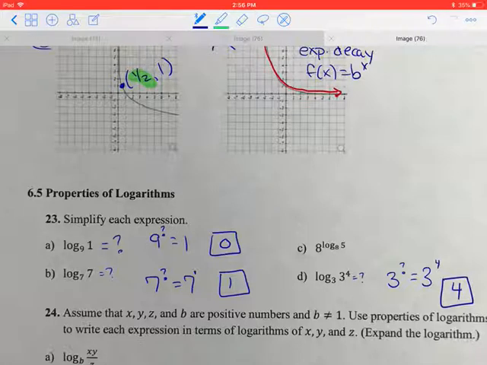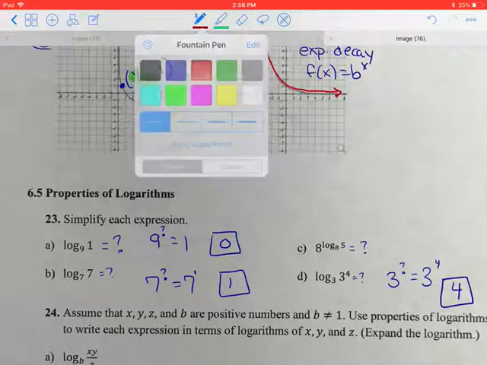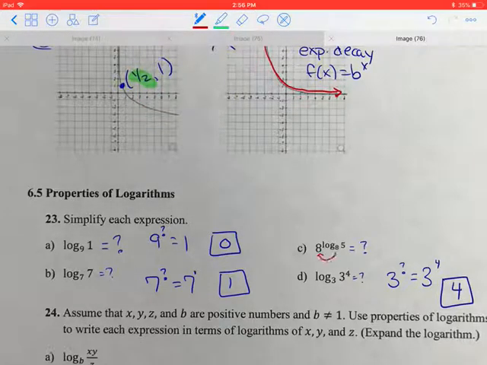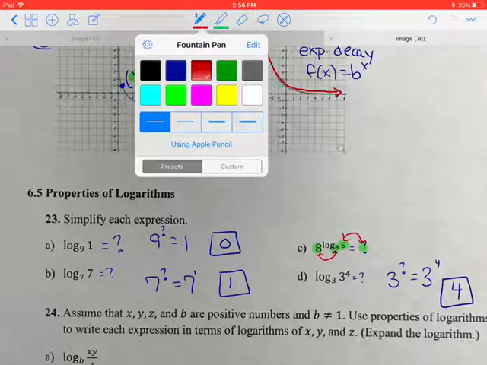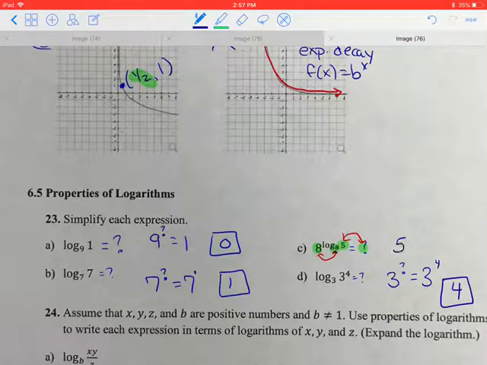This last one is tricky. I want it set equal to something. So remember, we're going to shortcut this one. If the bases match, then these numbers have to match. So I've got bases of 8, so those match. So that means those two have to match. And so my answer will be 5.